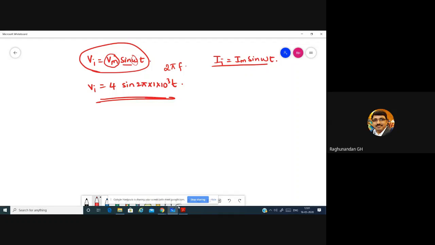As I repeat again, peak current or peak voltage means they are talking about only the half cycle. If they are talking about peak to peak, that means from this point to this point, they are discussing V peak to peak. From this point to this point, they are talking about peak, meaning from the zero reference line to this one. This is our Vm.